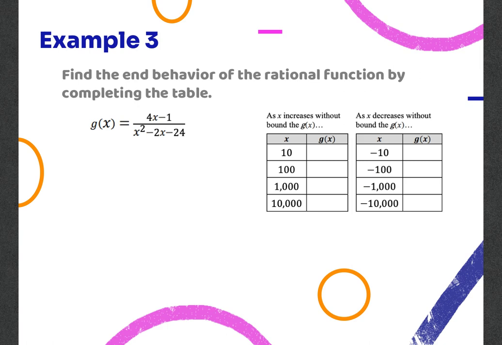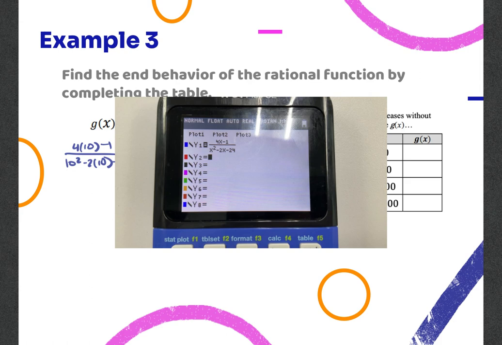So one way, and I would not recommend this, would be for each of these to take 4 times 10 minus 1 over 10 squared minus 2 times 10 minus 24 and figure out that value. Then you'd have to do it again, and again, doing it 8 times. So can it be done? Yes. Would I recommend that method? No. The other way is to put it in your calculator.